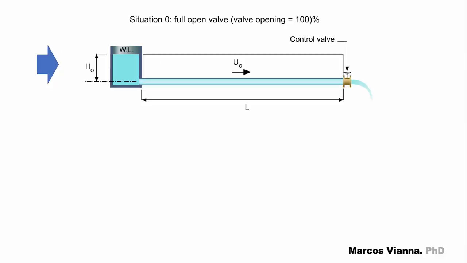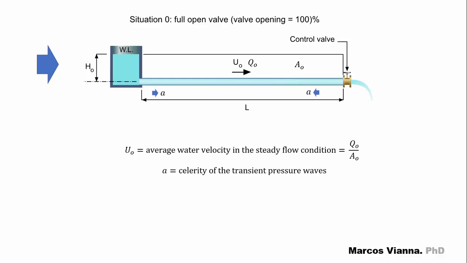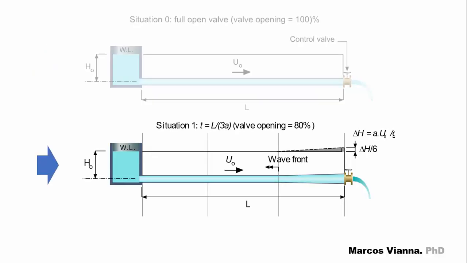Okay, this is the initial condition. Here we can see the water flowing in steady flow. Just to remember, U0 is the average water velocity in the steady flow condition, and A is the celerity of the transient pressure waves. Now, let's figure out what happens when we close the valve more slowly.